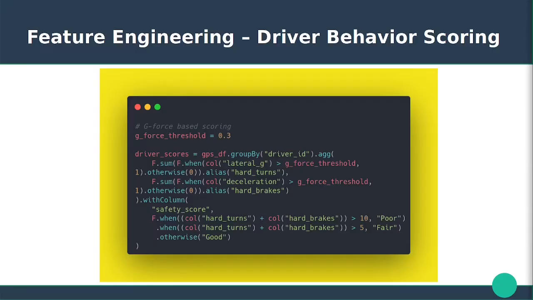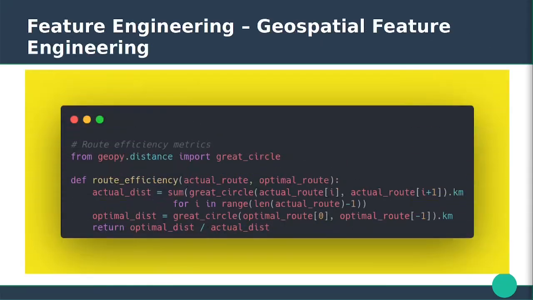Now, moving on to our next feature set, which is really going to come into play when calculating the routes. These are our geospatial features. With these geospatial features, we can start off by getting the optimal distance and getting the actual distance and creating a variable for the route efficiency.